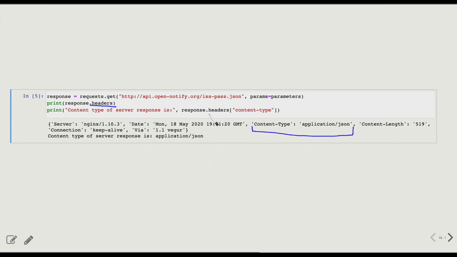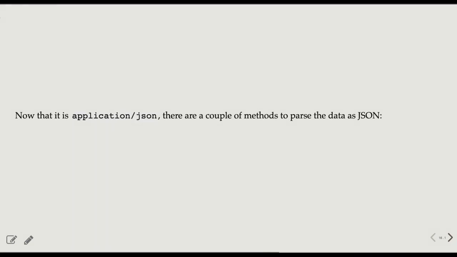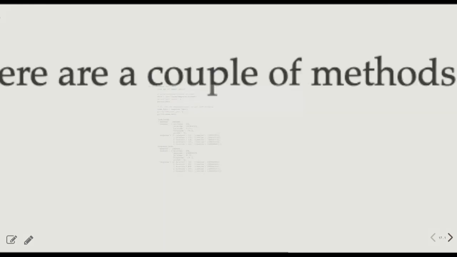We can use headers and then a pair of square brackets and then content type, the key for this piece of information. We can get this piece of information out, which says application/JSON. So this means that the server provides data in the JSON format. So now we know the format from the server side. We can actually use related tools in Python to parse the data so that we can provide and process the data in the proper format.